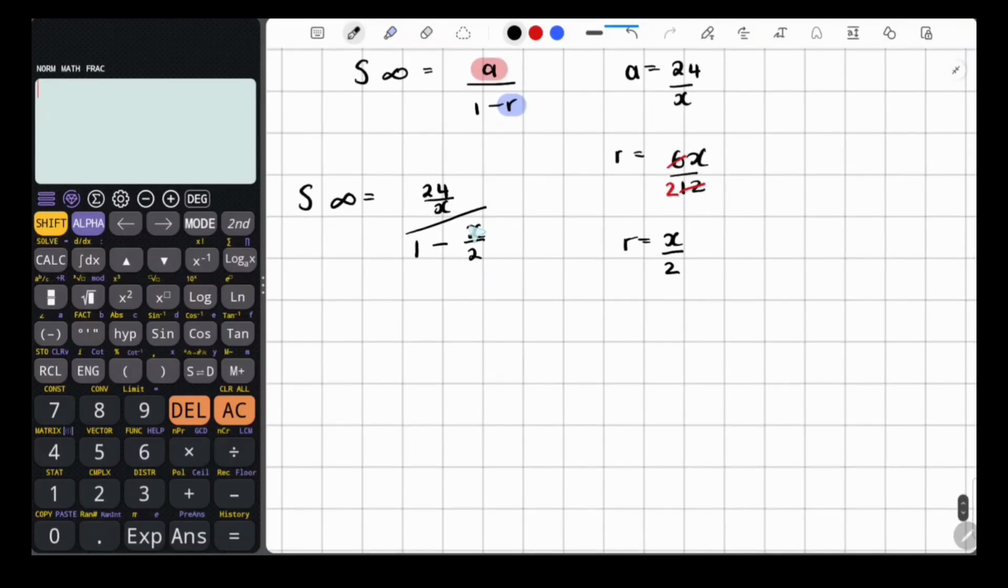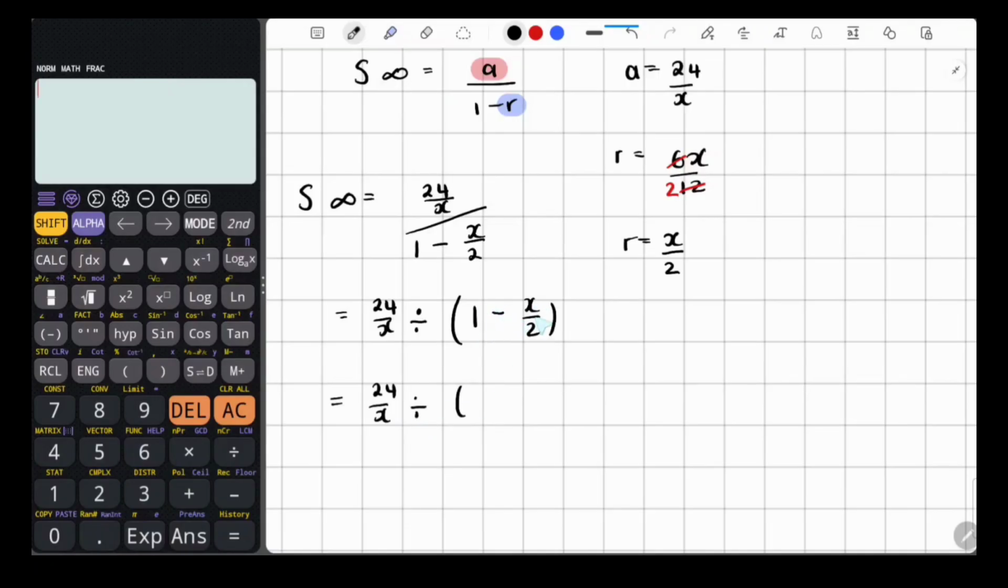So immediately you have it like this. It won't be so nice to work with it like this. What you can do is just split it up by writing this. We're just going to write that 24 over x, and instead of using that, we're going to just use the division, so divided by this 1 minus x over 2. Okay, so let's sort this part out.